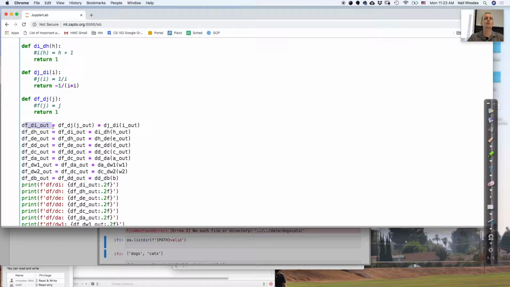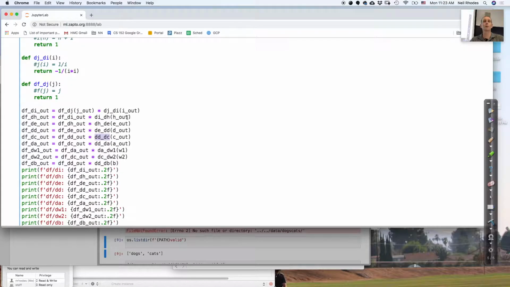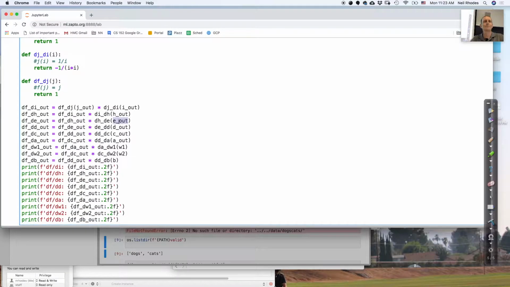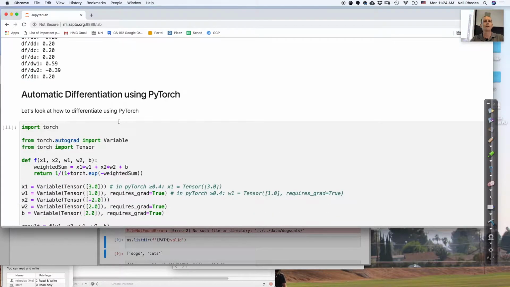And at each point, so let's look. df dc, for example, is df dd, whatever that was, times the function dd dc applied to C out. We just work our way through. So it was important that we saved all these. And that's in fact what has to happen on the forward pass, is you have to save the results so that you can then go back, because you're wanting to compute the gradient at basically each node for the chain rule. Does that make sense? All right, so.